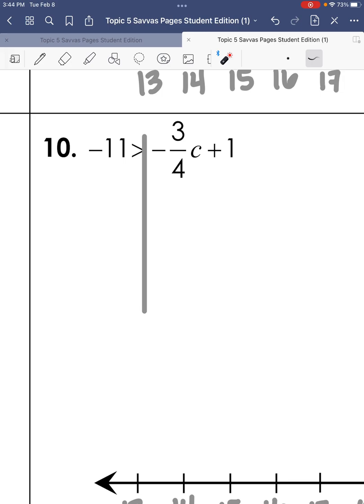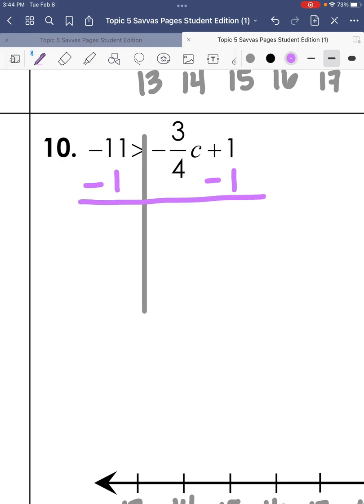So what do I need to undo first? Do I need to undo this -3/4 or this +1? Which one is farther away from my c? Well, this +1. So I'm going to undo +1. How do I undo adding 1? By subtracting 1. So I'm subtracting 1 on both sides.